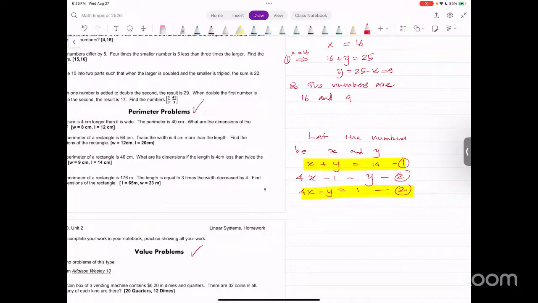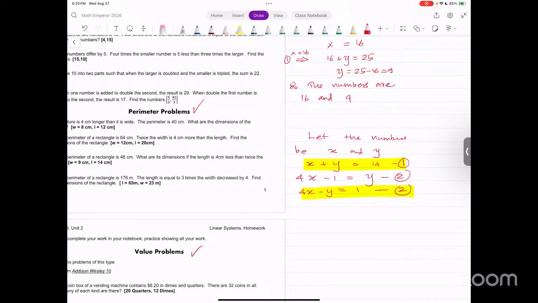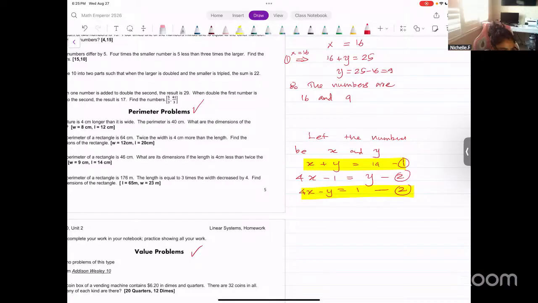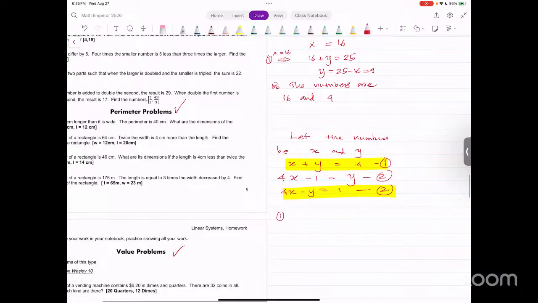Now, let me look here. So let's ask Nishal, if I want to eliminate a variable, what operation should I perform? Addition. Why do you need to perform addition? Why do you think that addition is important? Because they have different signs in front of the y. So you can add equation 1 and 2, then you're going to get 5x is equal to 20. Divided by 5, x is equal to 4.